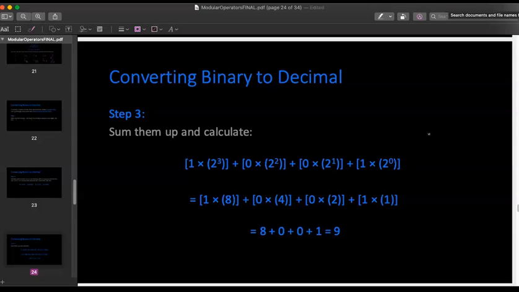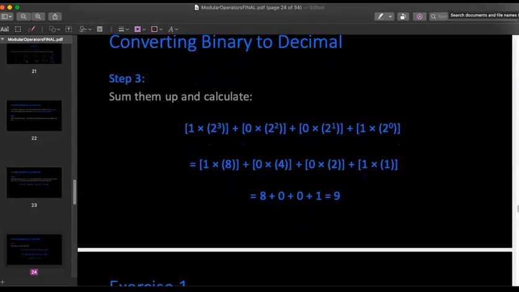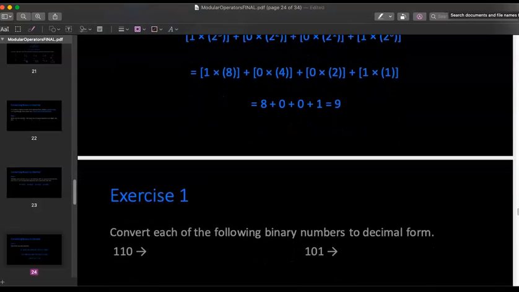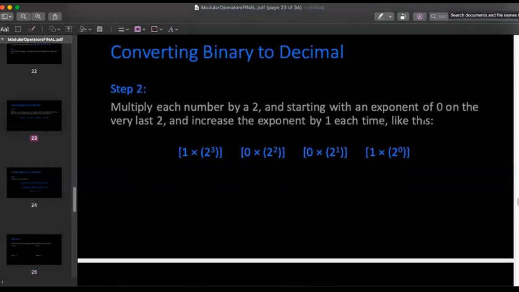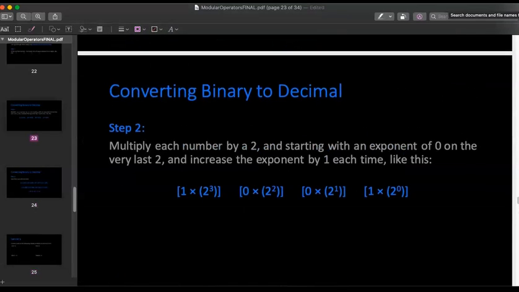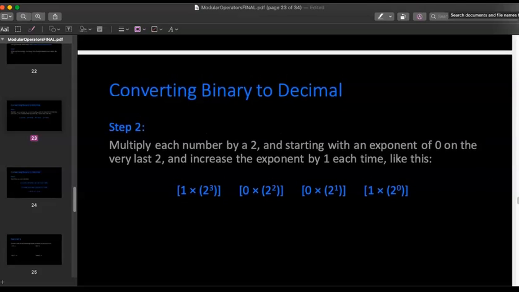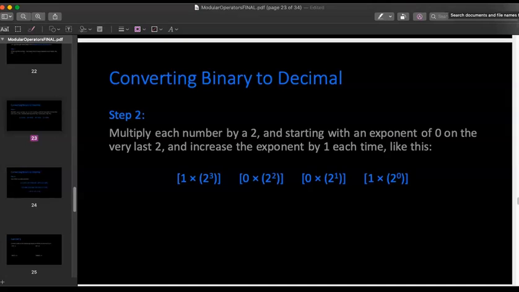All right, I'm seeing people say they understand. So we're gonna do some examples. We're gonna solidify this. We go to step 2. Yes, we can. Yeah, because we're just multiplying each number by 2, starting with an exponent of 0.